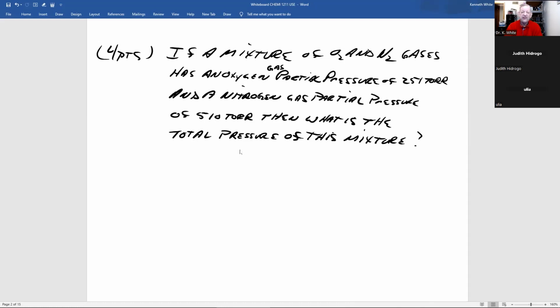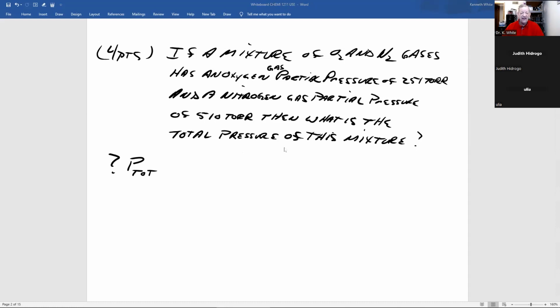Anyways, if a mixture of oxygen, O2, and nitrogen gases has an oxygen partial pressure of 251 torr and a nitrogen gas partial pressure of 510 torr, then what is the total pressure of the mixture? And as I've taught you, what are you being asked to find? The total pressure, which we abbreviate by P total. What are you given?